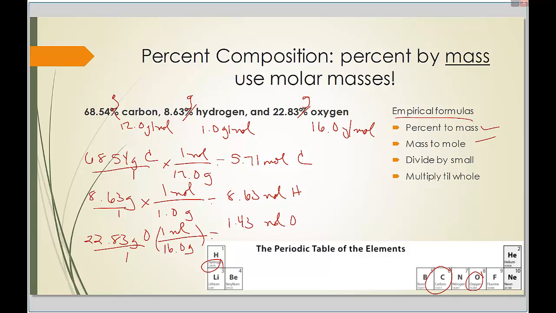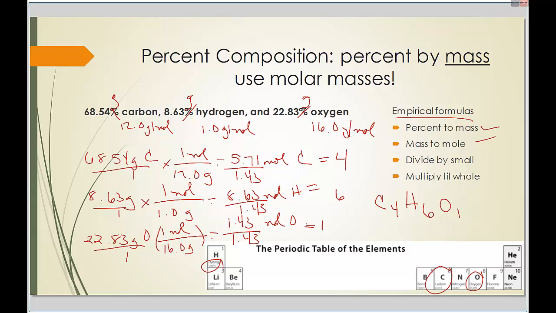So we look at the three numbers and we determine which is the smallest. As we're looking at it, we see that 1.43 is the smallest. So we're going to divide all of them by 1.43. So this is obviously 1. 5.71 for the carbon comes out to be 4. And hydrogen comes out to be 6. So that becomes C4H6O1.